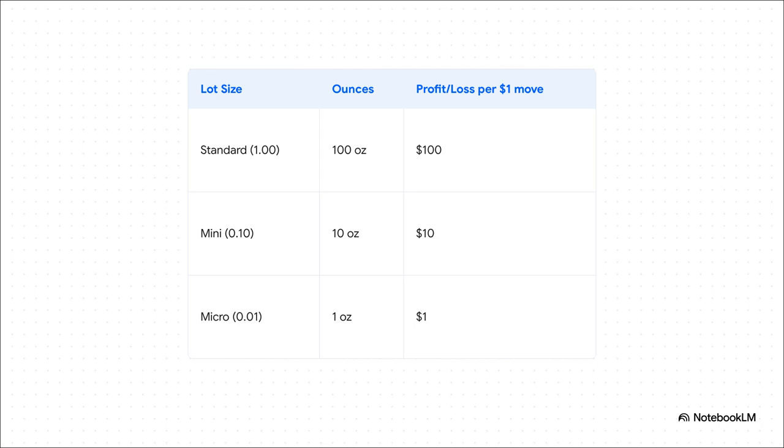And here's how that breaks down. If you're trading a standard lot, or a 1.00, you're trading 100 ounces of gold. So if the price moves just one single dollar, that's a $100 profit or loss. A mini lot, or 0.10, is 10 ounces, so that same $1 move is worth 10 bucks. And finally, a micro lot, just 0.01, is 1 ounce. So a $1 price move equals, you guessed it, $1 in your account. The lot size you choose directly scales your risk and your potential reward.